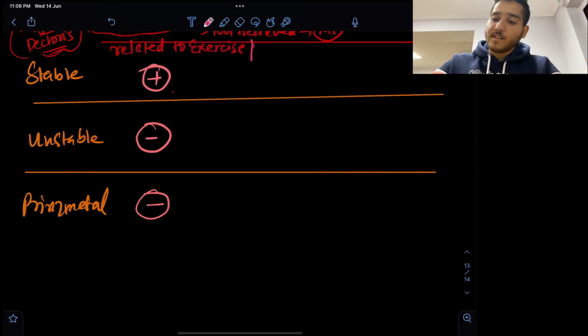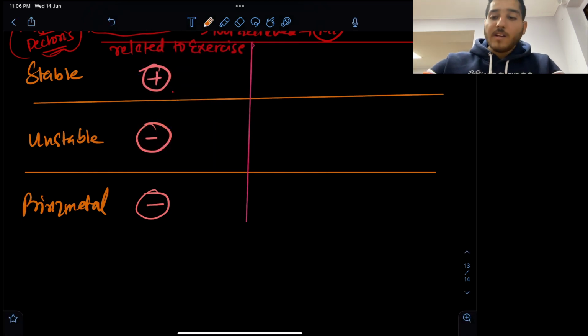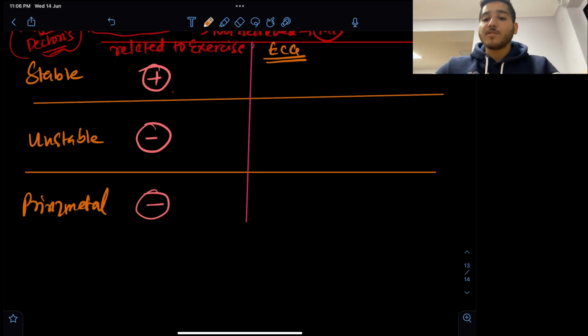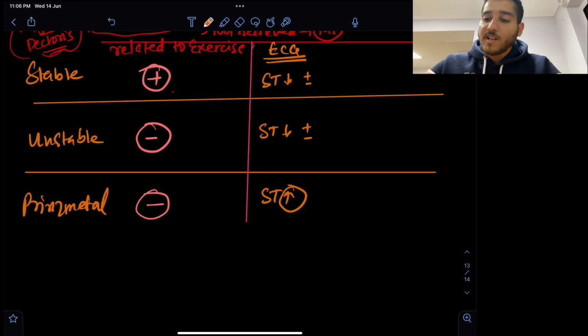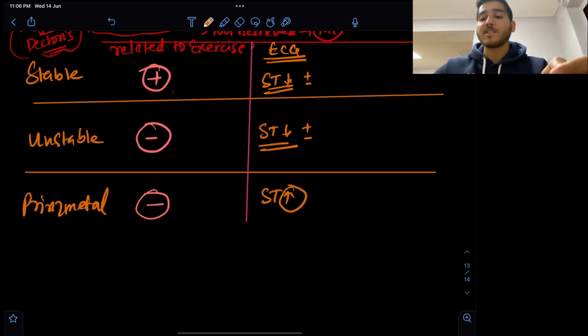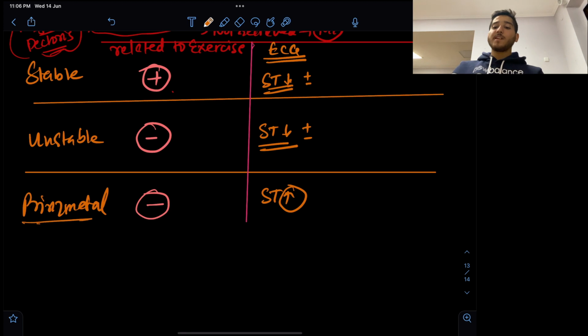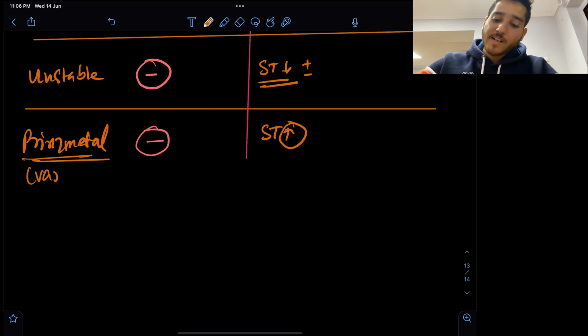Okay, then in angina, we'll do ECG. Whenever a patient complains of chest pain, we do ECG. In stable angina, there can be ST segment depression. In unstable angina also there can be ST segment depression. But in Prinzmetal angina, there's ST segment elevation. So here ST segment depression, in unstable also ST segment depression, in Prinzmetal there will be ST segment elevation. Right? That's why we call Prinzmetal variant angina also.